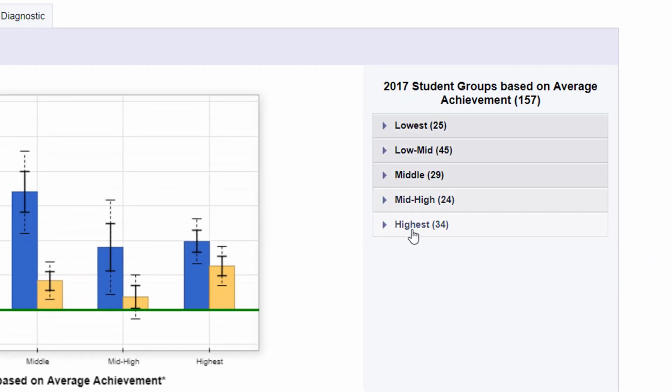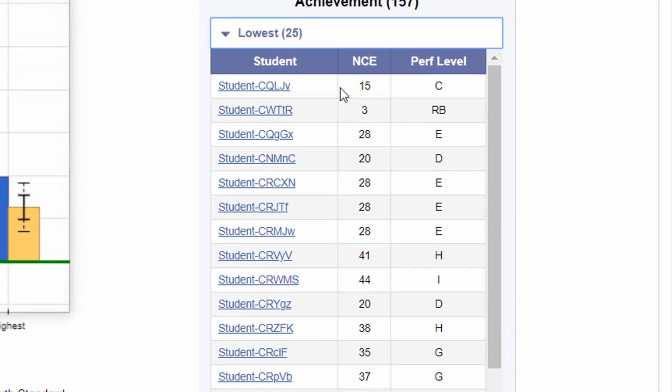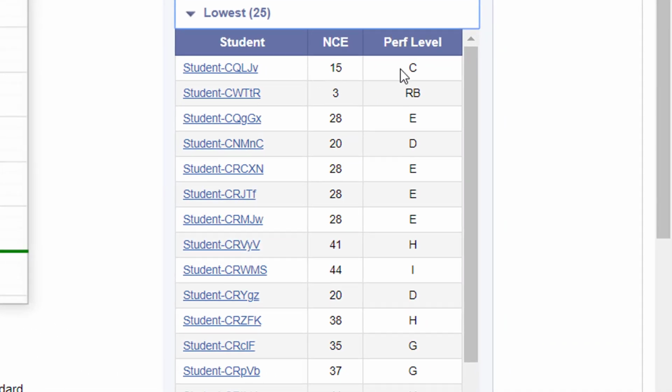Over here on the tabs, again, you have the students who make up each one of those quintiles. To make the K2 chart that I'm getting ready to show you, I'm going to explain to you where the data comes from. So if I go to the lowest group of students in this quintile, and I look at where their NCE was and their performance level was, that's going to be my starting point. So I went through each grade level in the K2 school, and I wrote down in each grade level what an NCE equated to as far as their reading performance level.